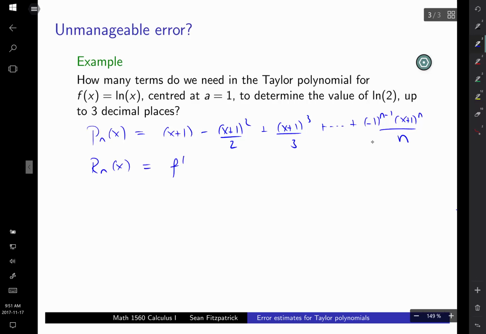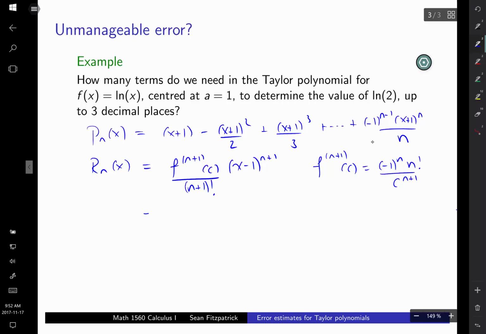The remainder in this case, we get the n plus 1 derivative at c over n plus 1 factorial, and we're expanding about 1, so it's x minus 1 to the n plus 1. And you can work out with a bit of work, I'm not going to do it here because I don't want this video to get too long. It's long enough already. This derivative turns out to be minus 1 to the n times n factorial over c to the n plus 1.